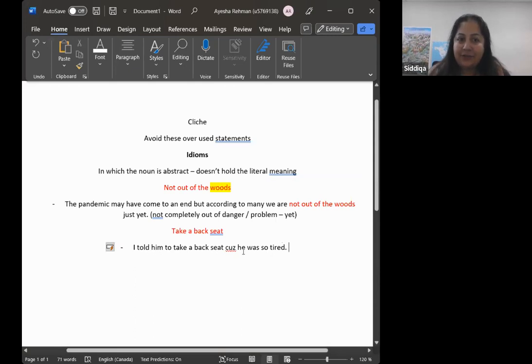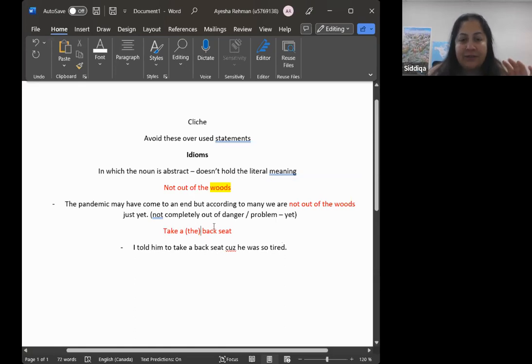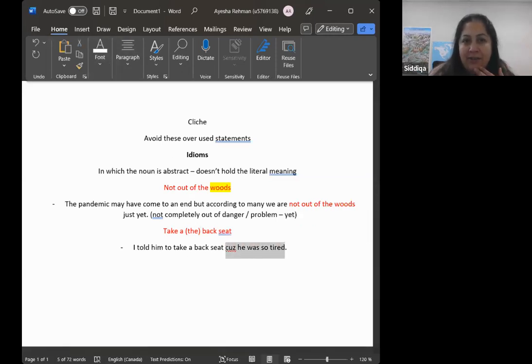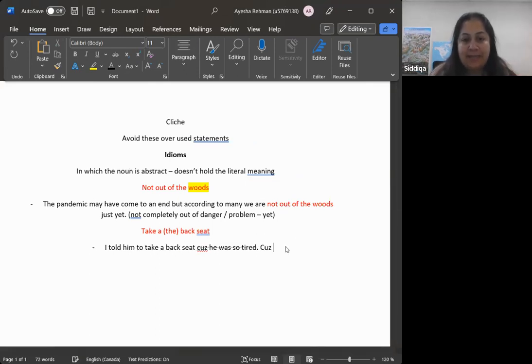So yes, you can ask your brother to take a back seat or take the back seat, right? It can be a back seat or the back seat, depending on the context, of course. However, I would say "I told him to take a back seat," and this is not really about being tired. I would actually cross that out, because to take the back seat means to loosen up the control, to let go of the control, right? So I told him to take a back seat because I had everything taken care of.